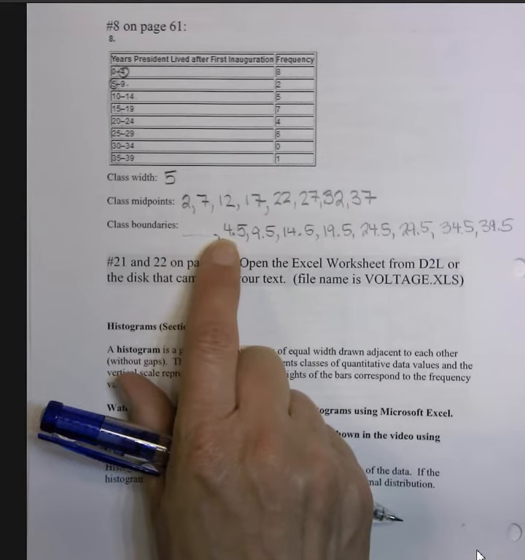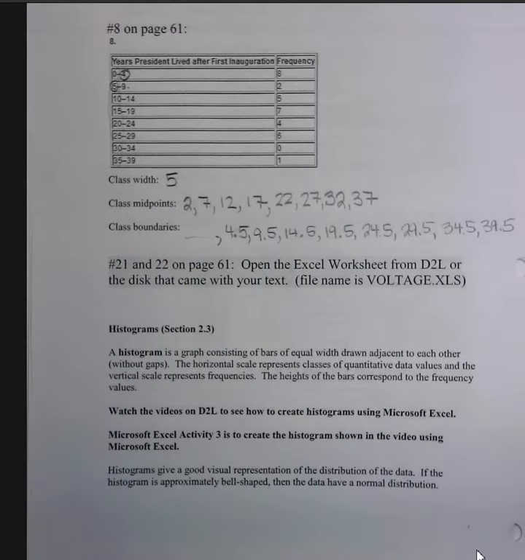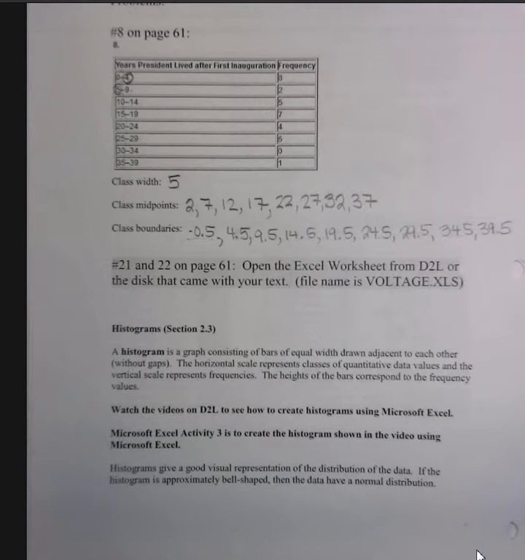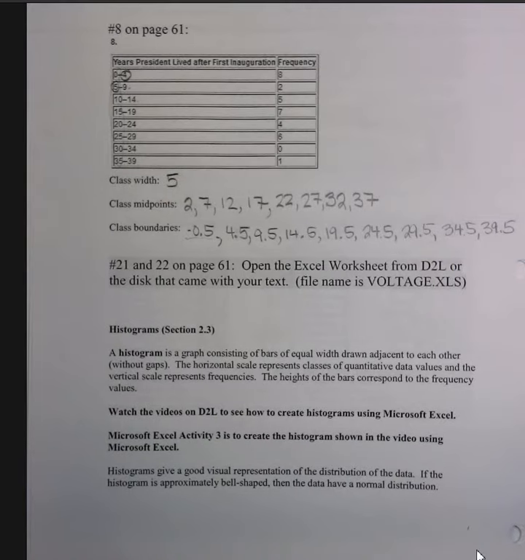But it says years the president lived. Yep. It's still, if you're making the bar graph, your class boundaries have to have the same distance between them as the class width. So even though that isn't an actual value, you have to keep the same distance between the points. So you could do 4.5 minus 5 on your calculator, and it would be negative 0.5. So the class width drives a lot of the others. Yes.